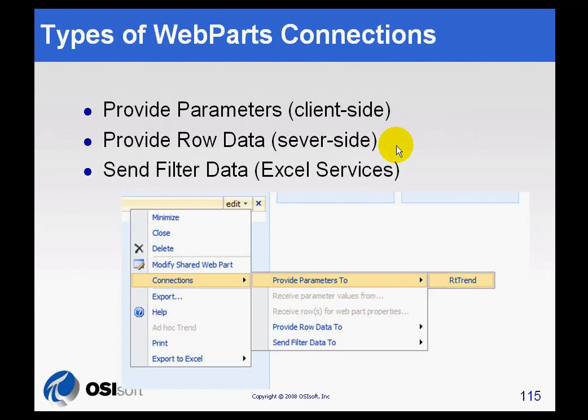Now there are a couple of ways they can be connected. When you're an RT web part that's providing data, you can either provide parameters or provide what's known as row data. Essentially it's the same data, but parameters is all a client-side activity. So you don't have to make round trips to the server when you're just providing parameters. We suggest when you have that option to always use that option. Now also, there is a type of web part connection where you send filtered information, and that's something that we can do with Excel services. We'll describe that later on.